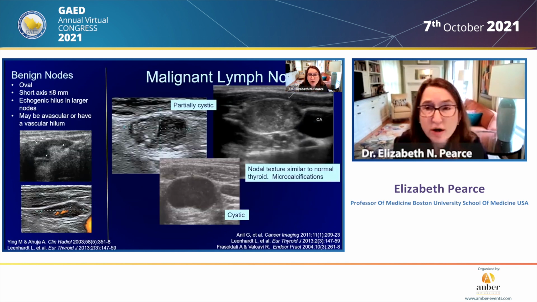And what we're looking for on ultrasound is nodes that look concerning. So benign nodes tend to be sort of flat, oval-shaped. The short axis is typically 8 millimeters or less. In larger nodes, we may see an echogenic or a vascular hilus, but malignant lymph nodes look different. So they're often more rounded in shape. They may be cystic or partially cystic, or they may be solid with a texture similar to normal thyroid. If you see microcalcifications in a round-looking lymph node, that's pretty pathognomonic for the presence of metastatic papillary cancer.